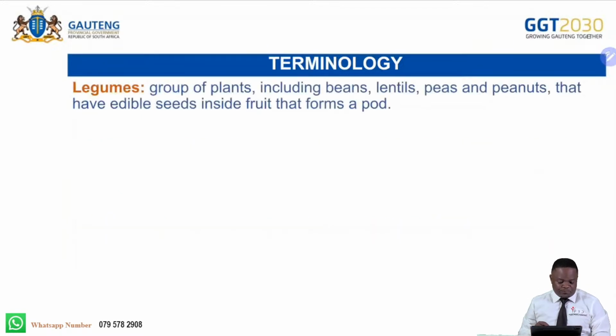Right. Our next term, we talk of legumes. Can you take down that term? Legumes. We're saying these are a group of plants. Typical examples of these plants include bean plants, lentils, peas, and even peanuts. So we're saying these plants have edible seeds, or seeds that you can eat, inside a pod. Think of the peanuts, they've got seeds inside the pod. Think of the peas, they've got seeds inside the what? The pod. And we're saying these fall under a group that we call legumes.